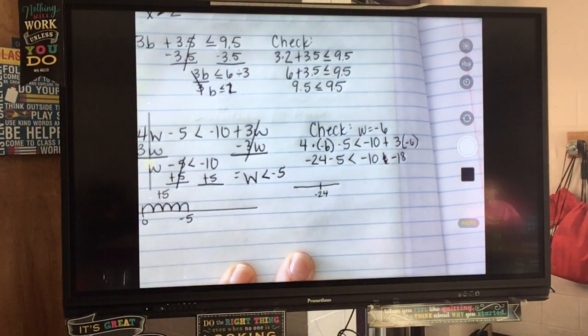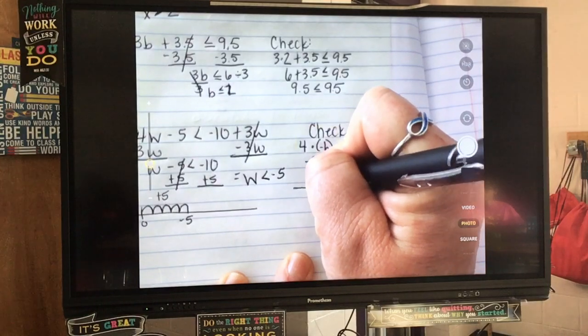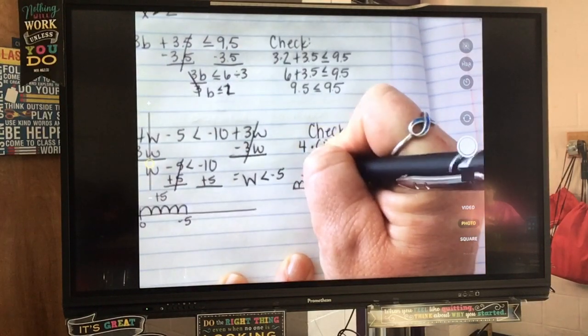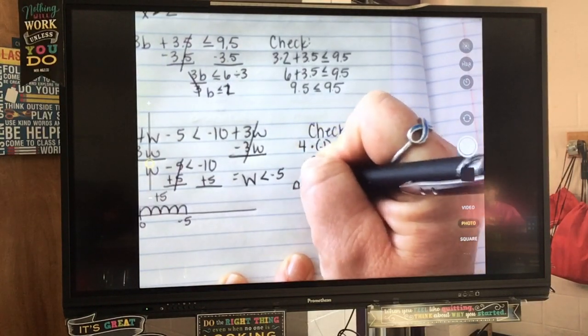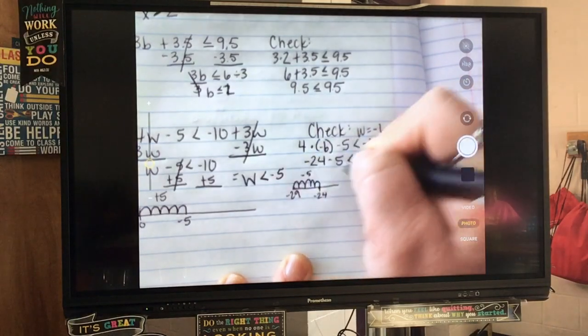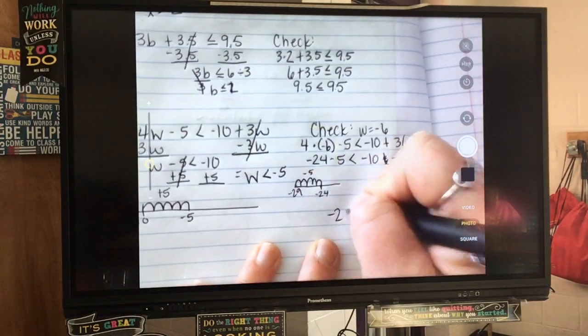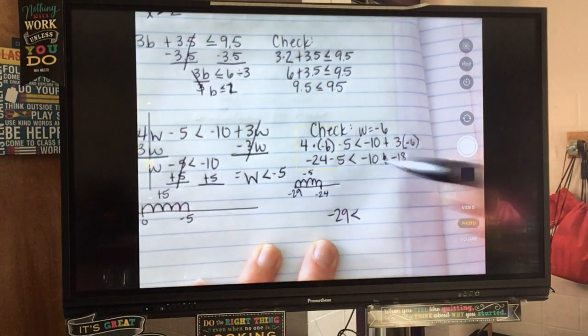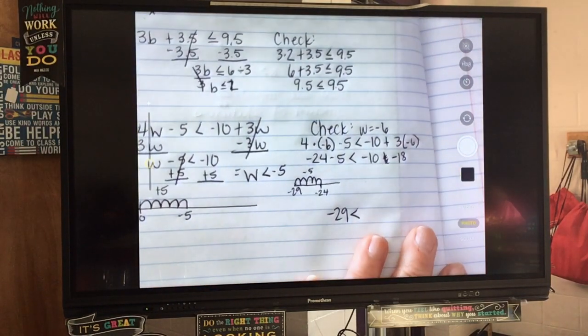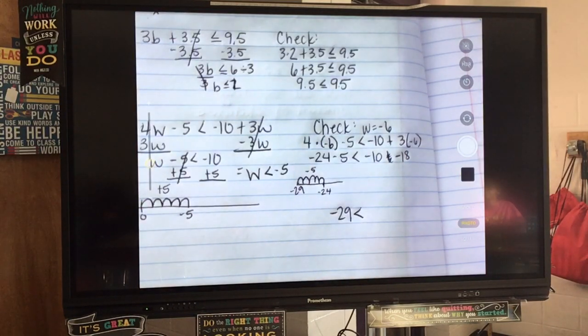Maya? Am I adding or am I subtracting? So I'm going to go to the left. So I'm going to go 1, 2, 3, 4, 5. Minus 5, so 24, 25, 26, 27, 28, 29. So this side becomes negative 29 is less than what is, same thing, negative 10 minus 18. Am I going to the right or to the left? Going to the left, so what's 10 plus 18?